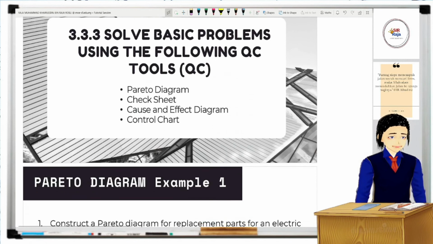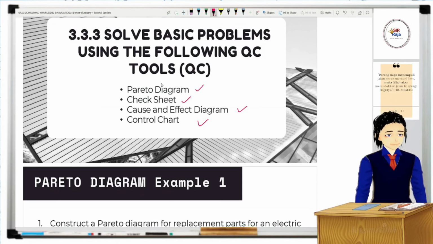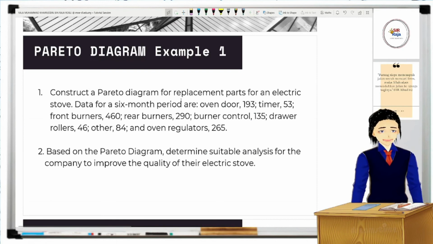Alright. So, this part here, awak boleh tengok. Solve basic problems using the following QC tools. So, awak akan tengok macam ni dia gunakan Pareto diagram, check sheet, cause and effect diagram, and control chart. Yang lain tu awak mampu untuk describe je lah. Okay. So, this is an example. Construct a Pareto diagram for replacement parts from an electric stove. So, we're talking about electric stove, dapur elektrik.